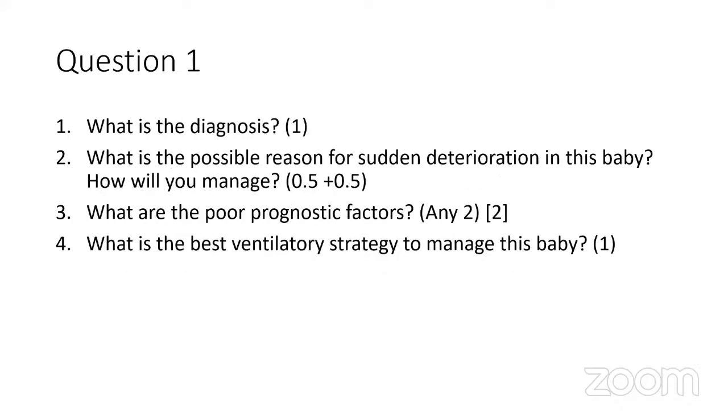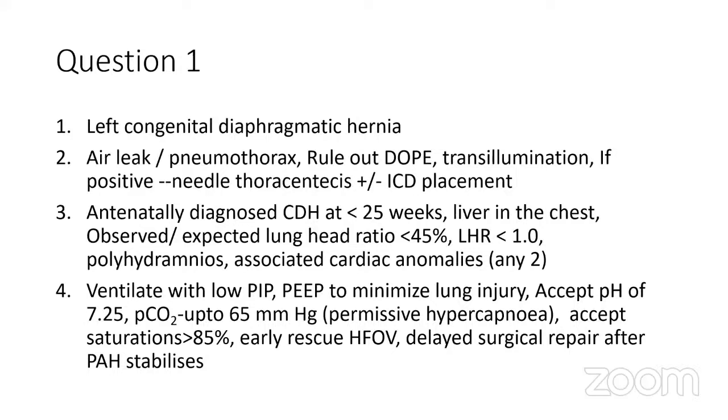The last question in this particular scenario was, what is the best ventilatory strategy to manage this baby? Babies with diaphragmatic hernia tend to have pulmonary hypoplasia and tend to have high risk for developing air leak, and hence they need to be ventilated very carefully with the least possible peak inflation pressure and PEEP in order to minimize lung injury, at the same time in order to maintain some gas exchange. So we try to accept a pH of as low as 7.25, meaning provided the pH is more than 7.2 or 7.25, we should accept PCO2 levels of up to 60 to 65 millimeters of mercury in order to practice permissive hypercapnia.